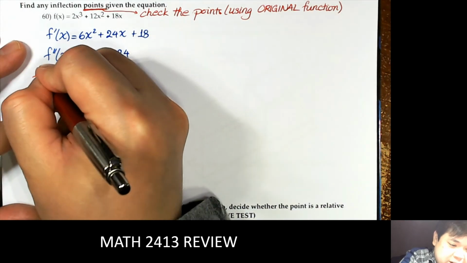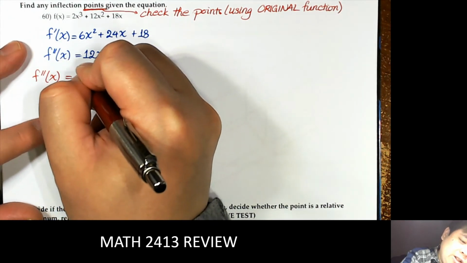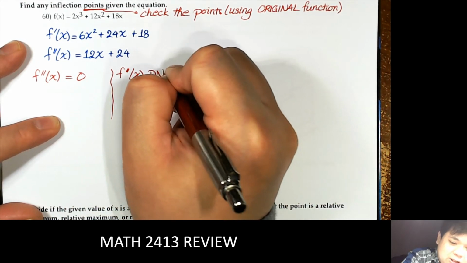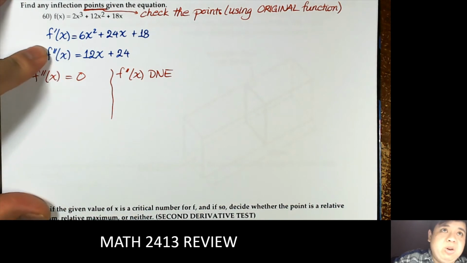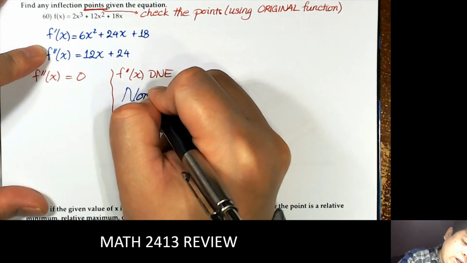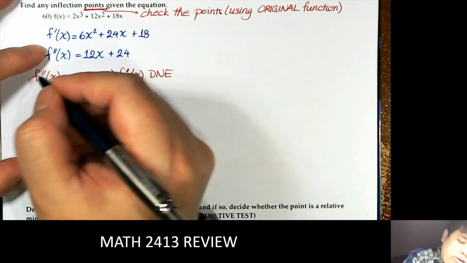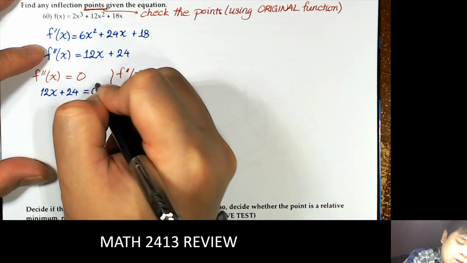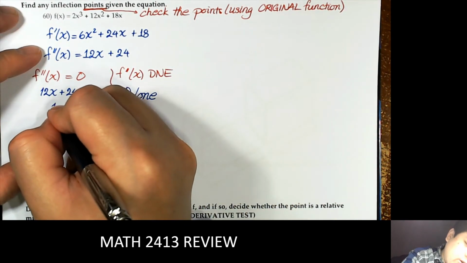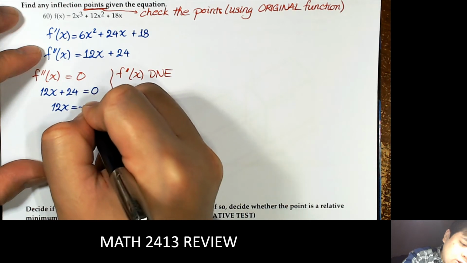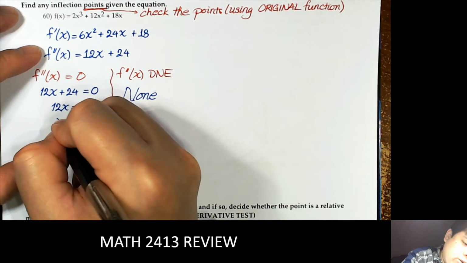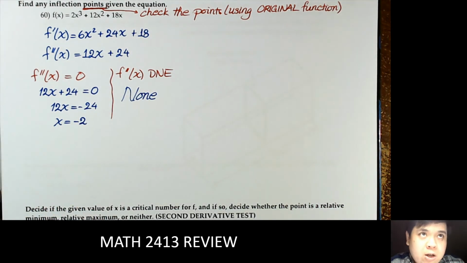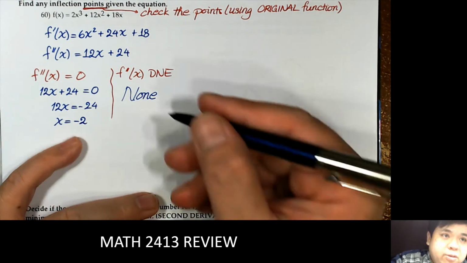Does the second derivative not exist? Polynomial is defined everywhere, so there's nothing here. Second derivative equal to 0. So move the 24, divided by 12. So we have negative 2. That's all the point we have.